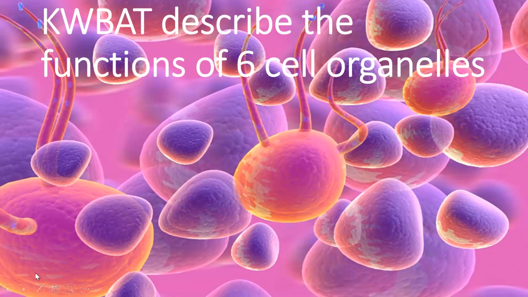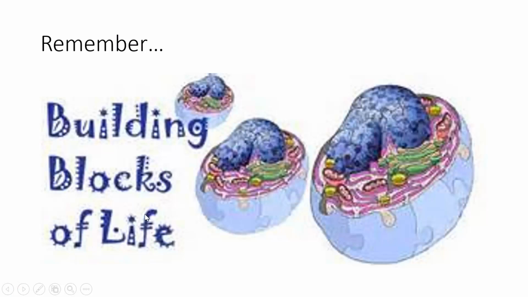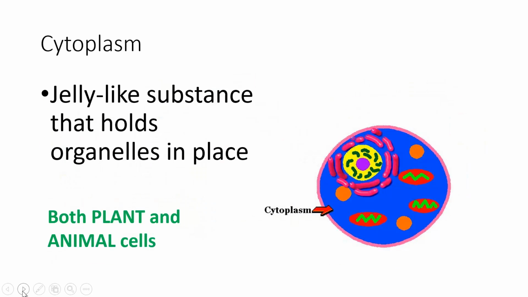Let's jump right in. So remember that cells are the building blocks of life. Cells are found in all living things. In fact, you are made of about 100 trillion cells. They're itty-bitty, tiny, microscopic things that make up all life, including plants and animals.